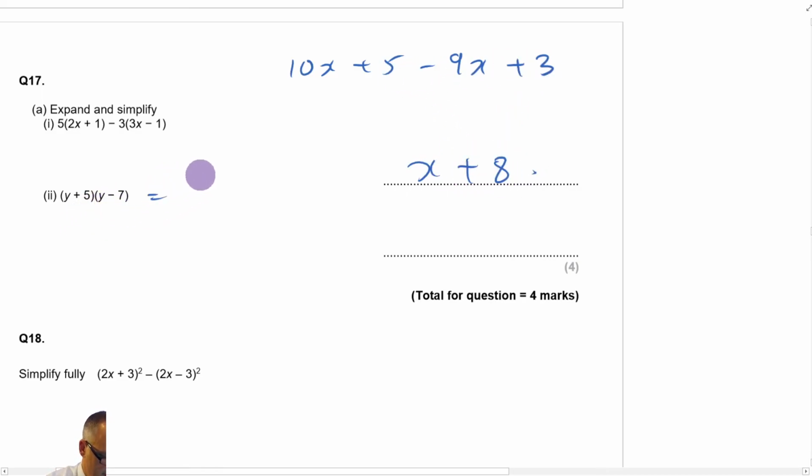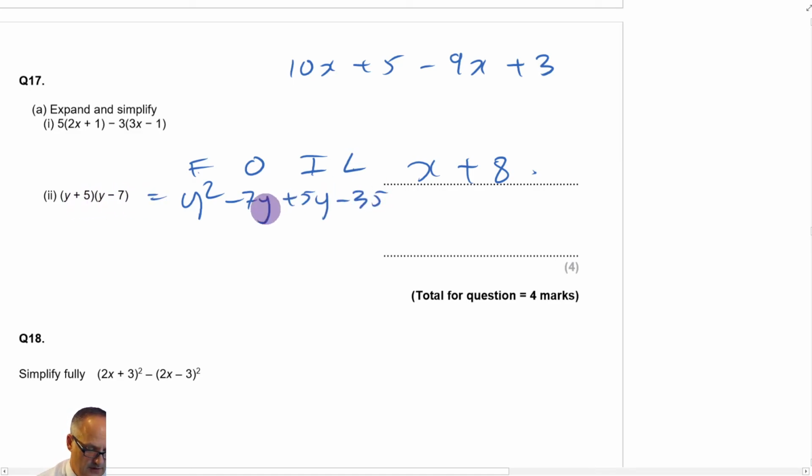Multiply out these brackets. I suggest you use a thing called FOIL. First two things, outer two things, inner two things, last two things. So the first two things, y and y, is y squared. The outer two things is y and minus 7, gives me minus 7y. The inner two things gives me 5y. The last two things, 5 times minus 7 gives me minus 35. And then we can combine the y's to get y squared minus 2y minus 35.